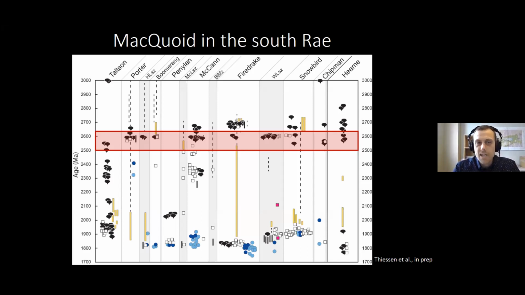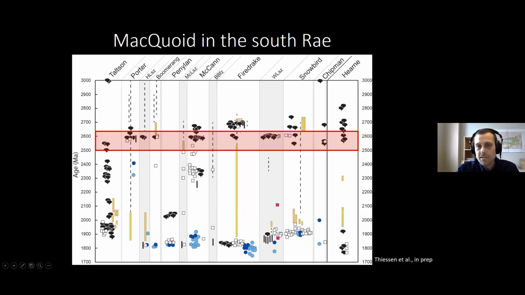The black diapir symbols refer to magmatic crystallization ages, whereas the black little bars refer to dike crystallization. The white circles are metamorphic ages, and the orange boxes are depositional ages for different sedimentary systems. And the blue circles are cooling ages, argon-argon data from biotite and hornblende.